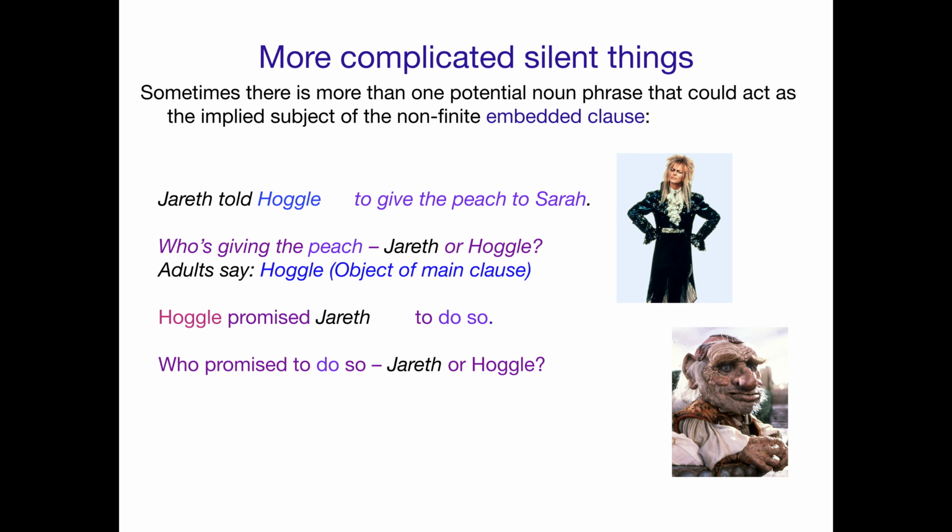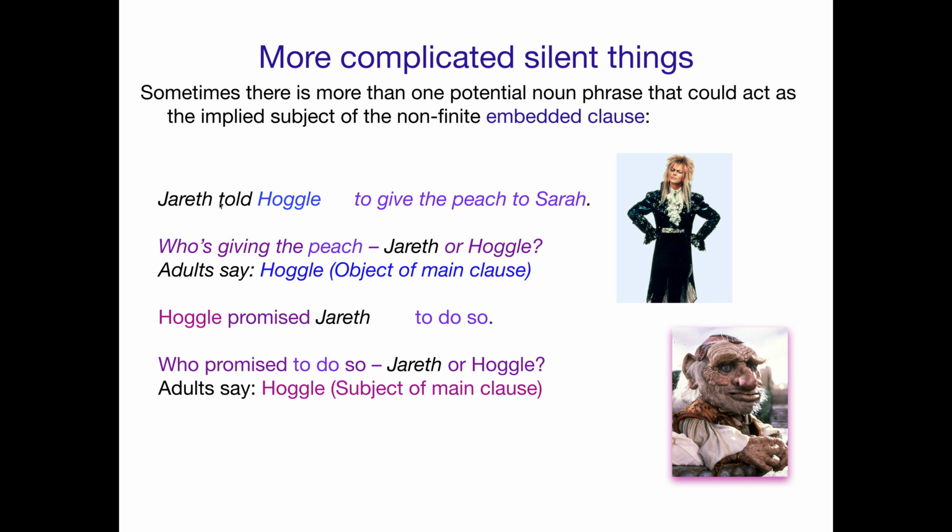Now, what about this one? Hoggle promised Jareth to do so. So who is doing so? Who promised to do so, in some sense? Who's the subject of the doing? And again, for adults, this may be a less common way to talk about things, but when given this, Hoggle promised Jareth to do so, it's Hoggle who is doing so.